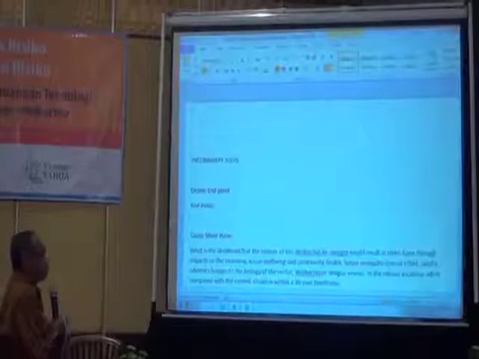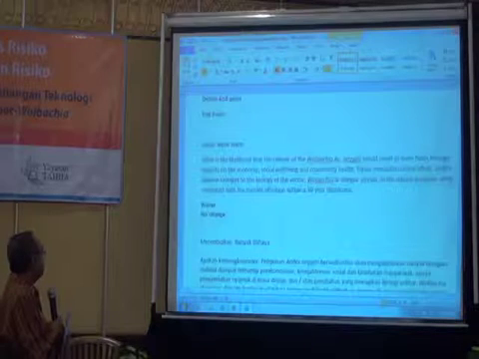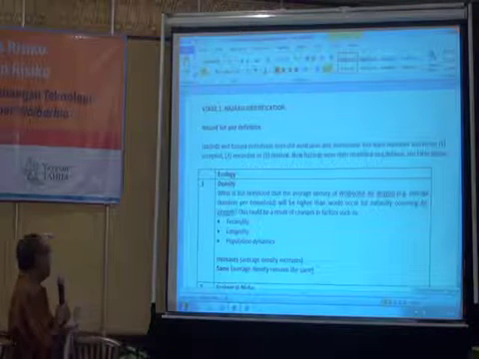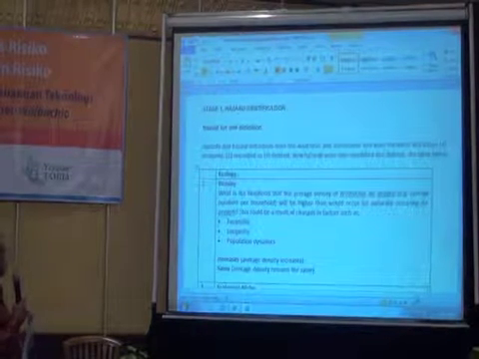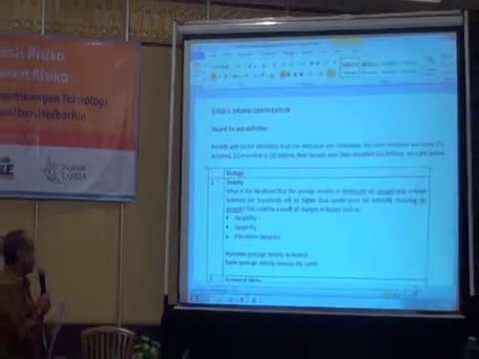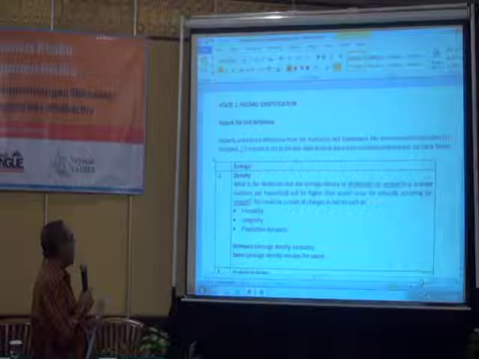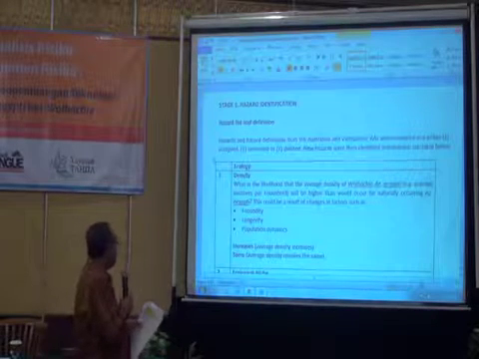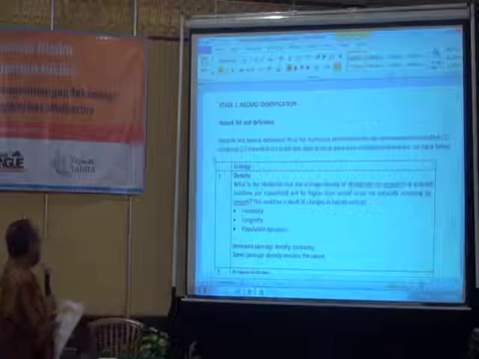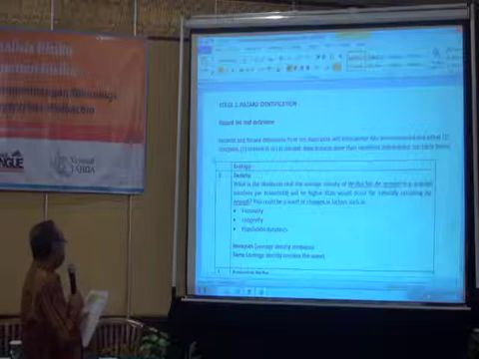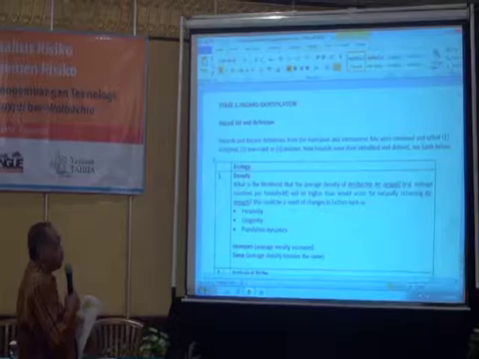Density. What is the likelihood that the average density of Wolbachia Aedes aegypti, for example the average number per household, will be higher than would occur for naturally occurring Aedes aegypti? This could be a result of changes in factors such as fecundity, longevity, population dynamics. So this is increase. In this condition, the average density increases. This is the hazard for the ecology.